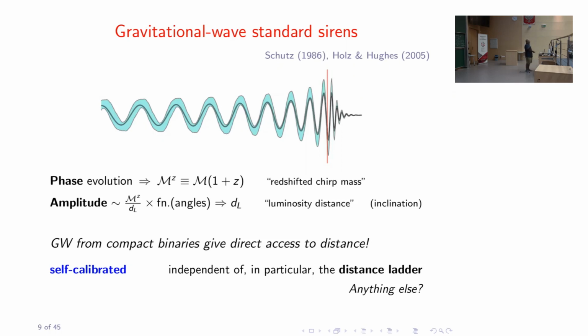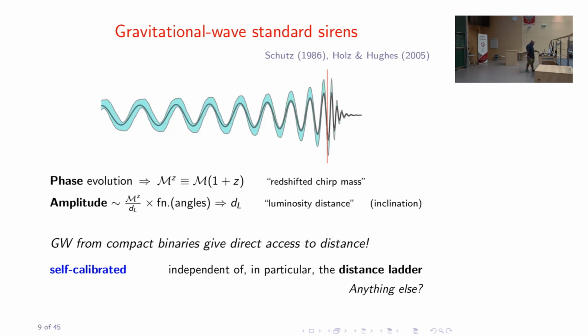I wrote down some complicated expressions in the previous lecture. The rest of the complicated expressions are not very important, but you should remember that the amplitude itself scales as this redshifted chirp mass over distance times some function of the angles. So if one measures the chirp mass from the phase and plugs it back into the amplitude, then one knows what the distance is. If one puts in some distance, then one can compute what amplitude to expect. If one observes a higher amplitude, then one knows that the source must be a bit closer. Good.